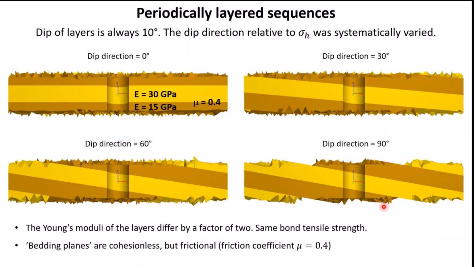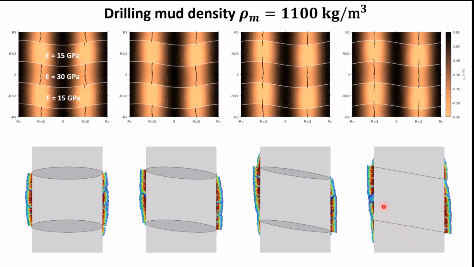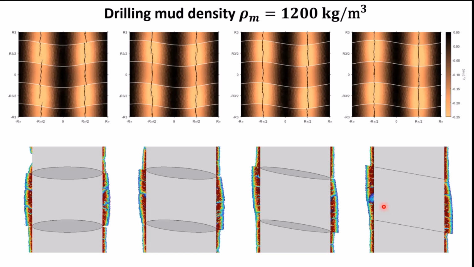So what I'm going to show you now are a few models where I put in mechanical layering, and I systematically varied the dip direction of the layers in relation to the least principal stress direction, the horizontal stress direction. And I just varied the Young's modulus of these layers by a factor of 2. So let's see what's going to happen. So first of all, the fractures nucleate first in the stiffer beds. And then when you increase the density of the drilling mud, they'll also develop in the compliant beds.